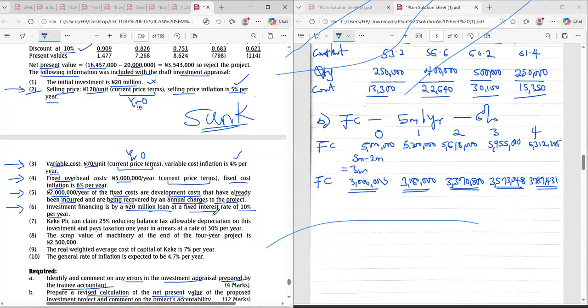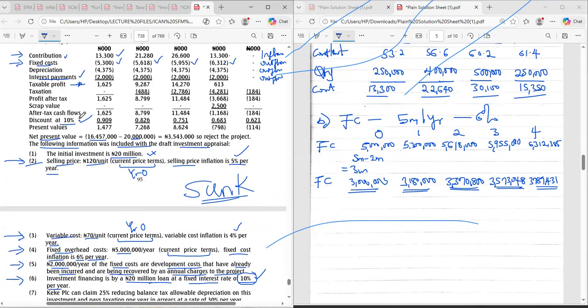And we are going to pay the bank how many percent? 10% interest per year. Now, if you look at this 10% interest, that was what this junior accountant used to discount. Is it correct or wrong? Why is it wrong?